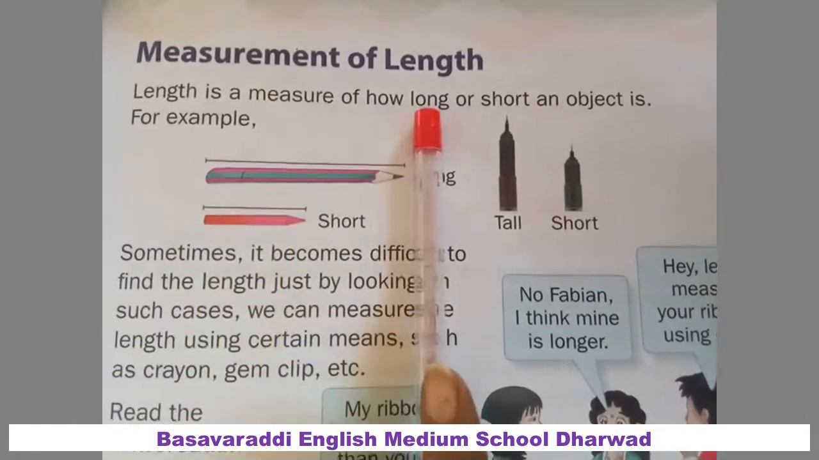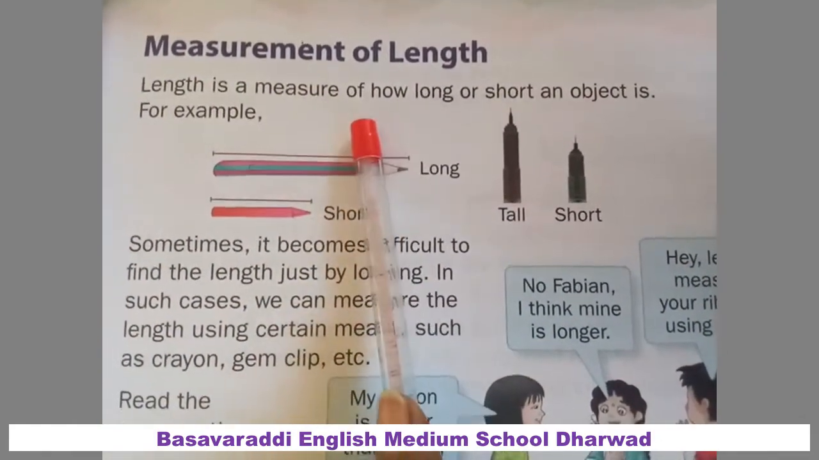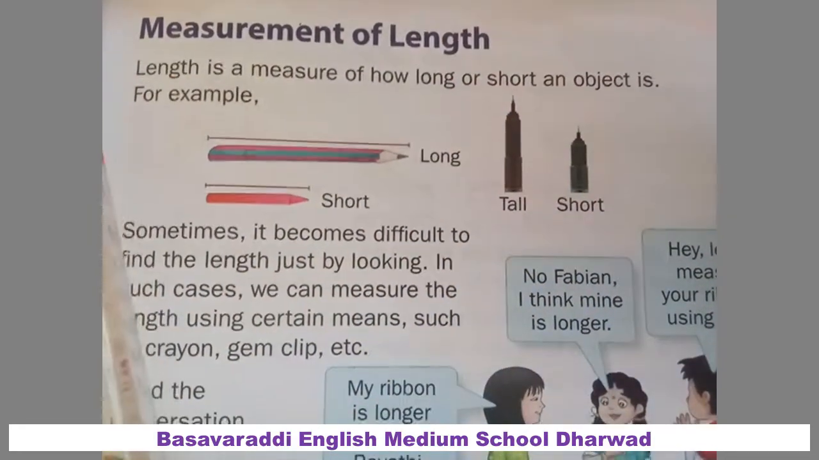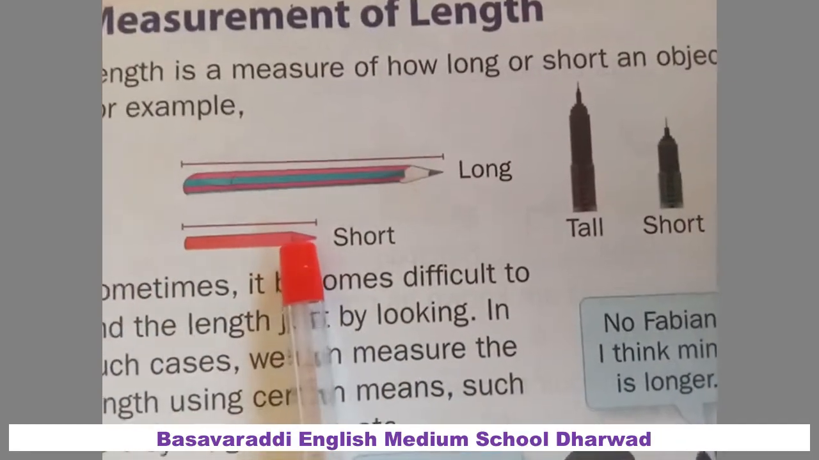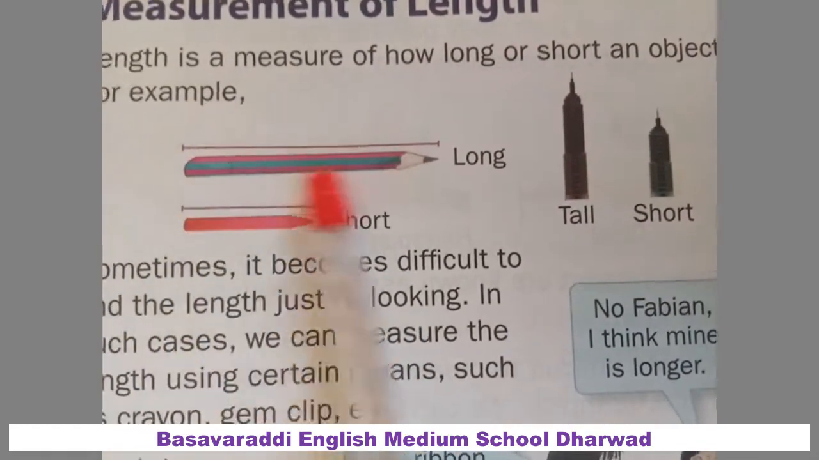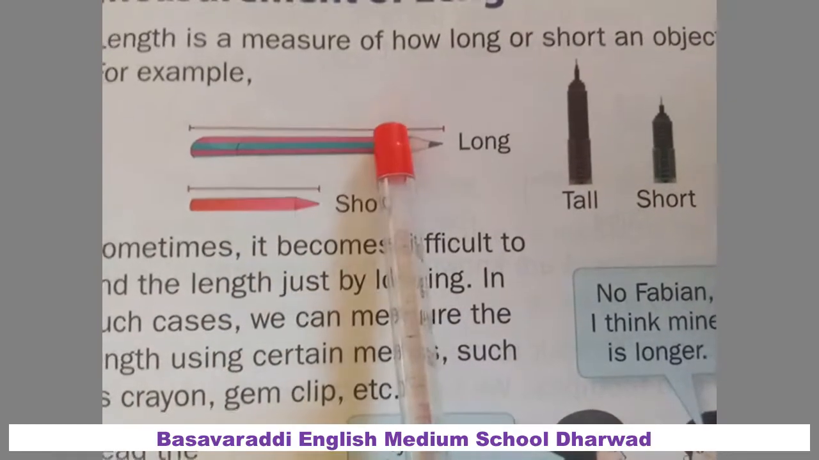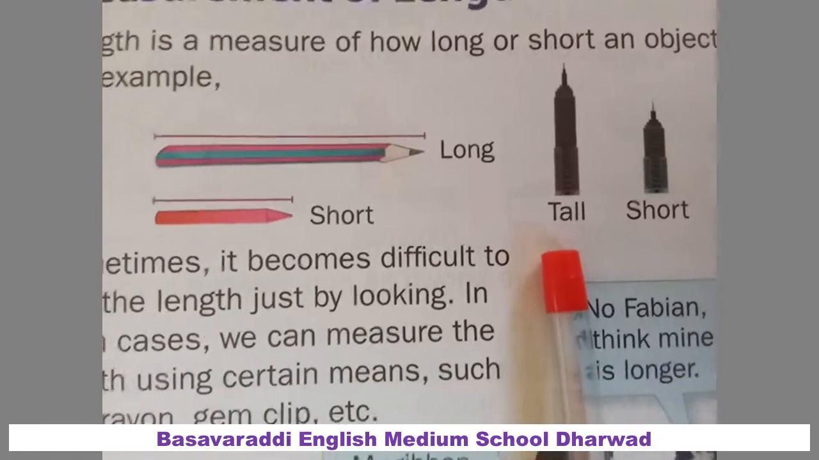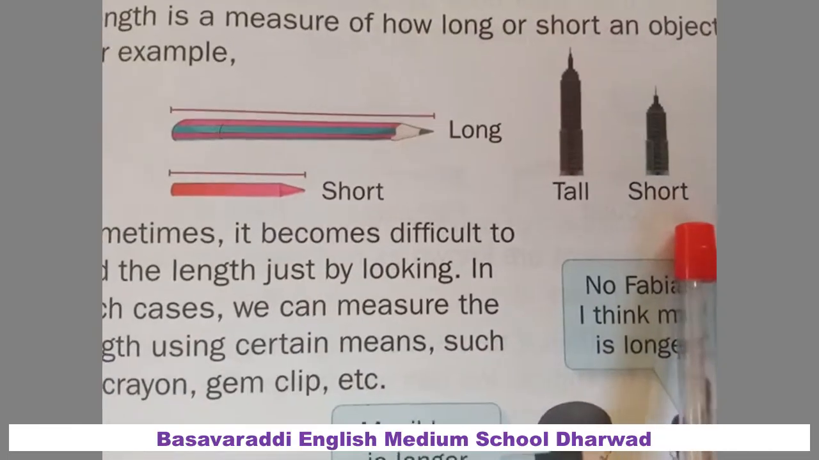Measurement of length. Length is a measure of how long or short an object is. Example, here is a pencil. We are measuring which one is longer and which one is shorter. So this one is longer and this one is shorter. The pencil is longer and the crayon is shorter. Here, this is tall and this is short.